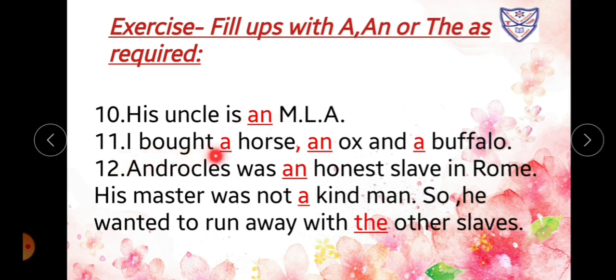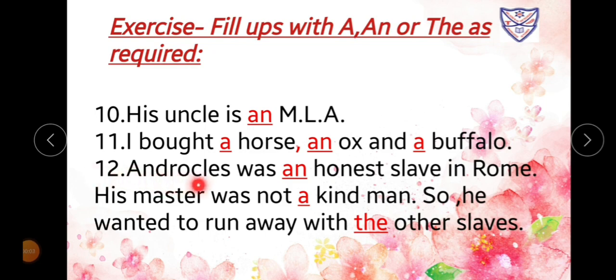11th one, I bought a horse, an ox and a buffalo. So, over here again, while speaking horse, H is not silent over here. So, we will use A as an article. Then an ox. So, over here ox has a vowel sound, that is of O. So, before O we will use the article N, because it is a vowel. Same way for buffalo, it has a consonant sound. So, for a consonant sound we will use A as an article.